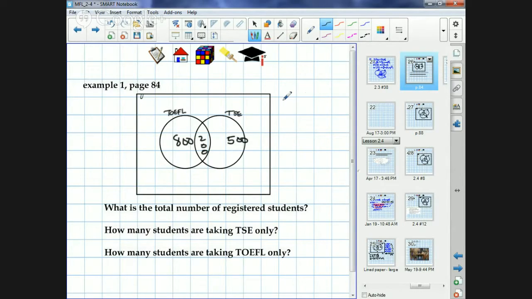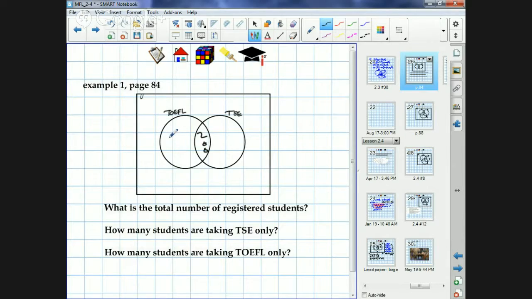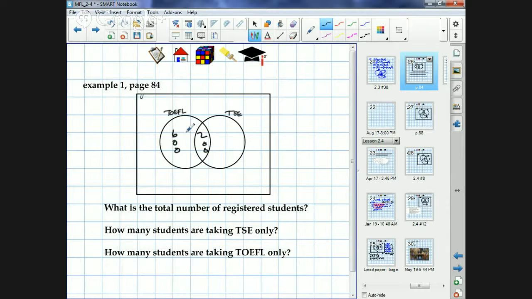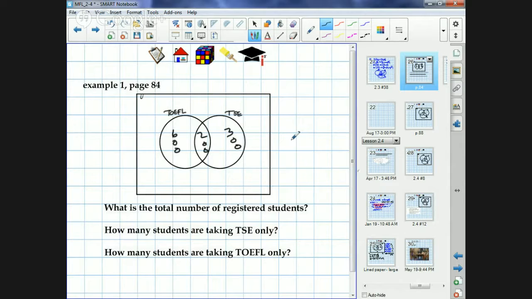So that's how we know. Let me go back to the correct interpretation here. We start in the center. 200 registered for both. From the 800, we get 600 for TOEFL. So now we have TOEFL totaling 800. And then we subtract the 200 from the 500. We get the 300. Exactly.